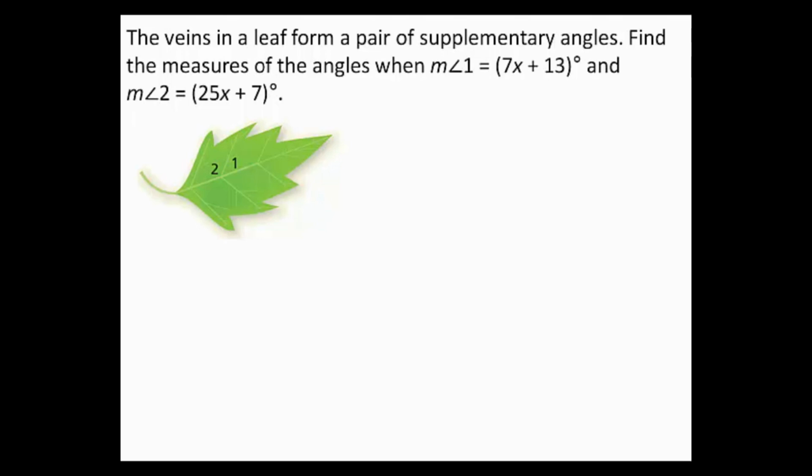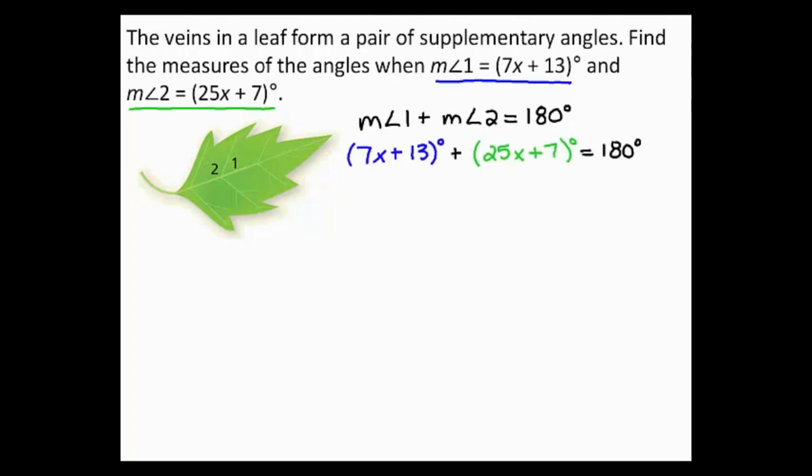Two angles are supplementary angles if their measures have a sum of 180 degrees. So, the measure of angle 1 plus the measure of angle 2 must equal 180 degrees. In this problem, you are told that the measure of angle 1 equals 7x plus 13 degrees, and the measure of angle 2 equals 25x plus 7 degrees.